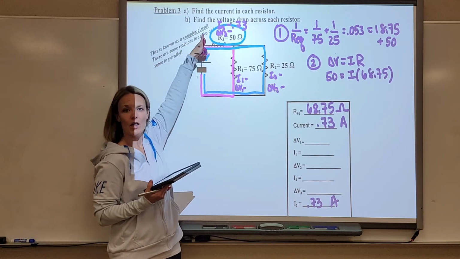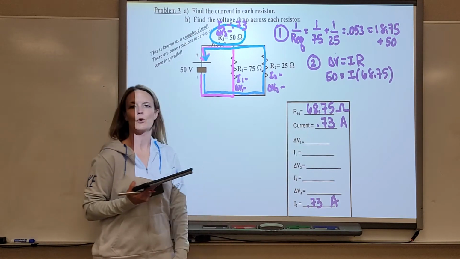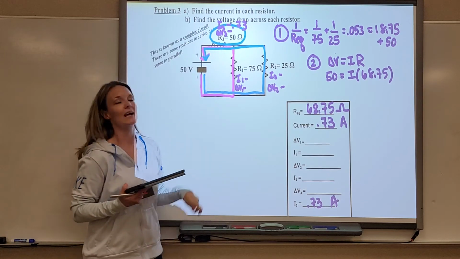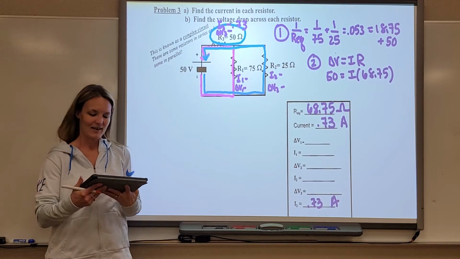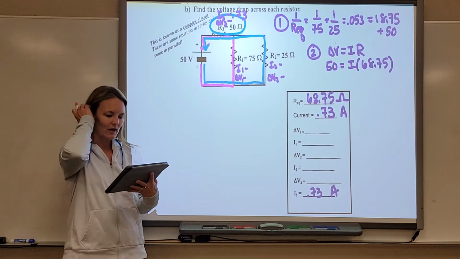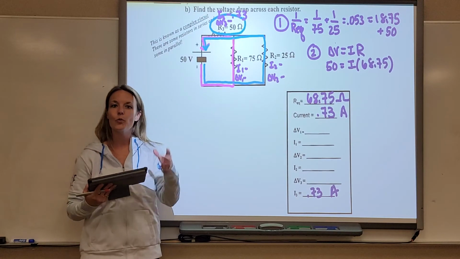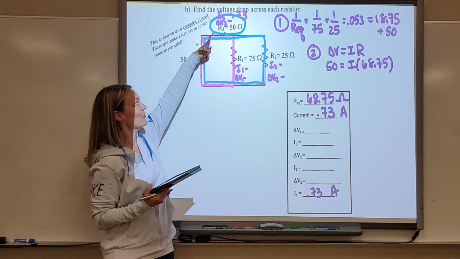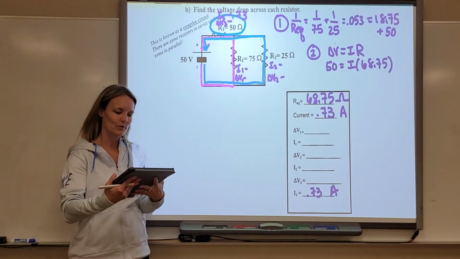Resistor 3 gets all the current. All the current is 0.73, so I3 has to be 0.73. From there, I'm just going to switch to a different color. From here, we can find the voltage. We have the current, we have the resistor.